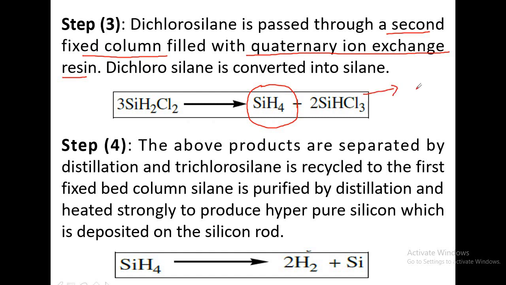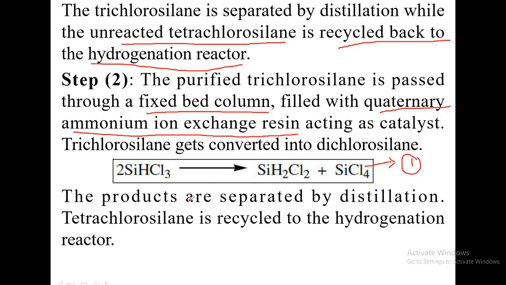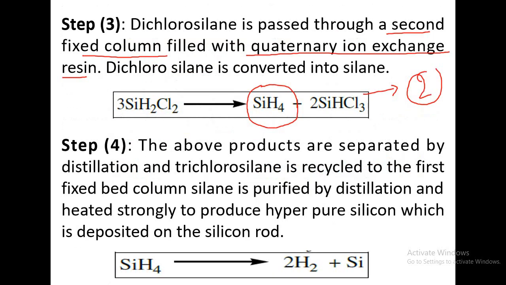This trichlorosilane is taken to step 2 after separation by distillation. These two are to be separated by distillation, and then this trichlorosilane is taken to step 2, where that trichlorosilane is converted into dichlorosilane.